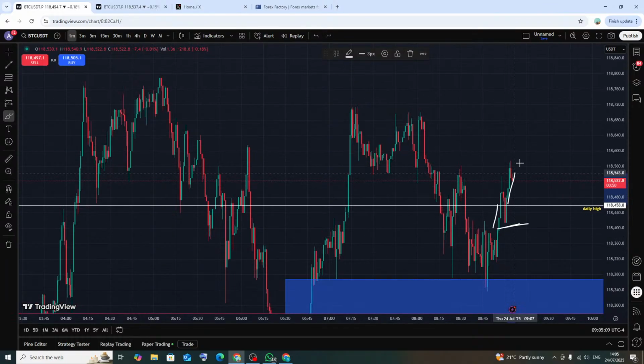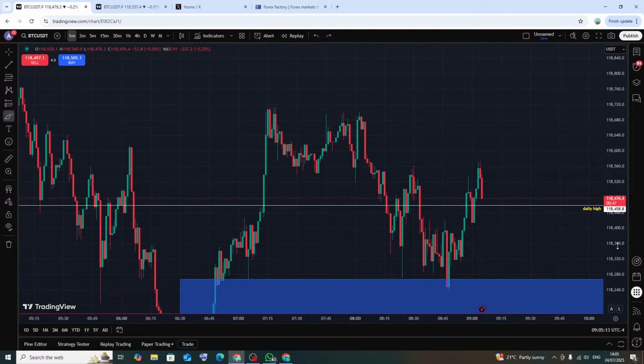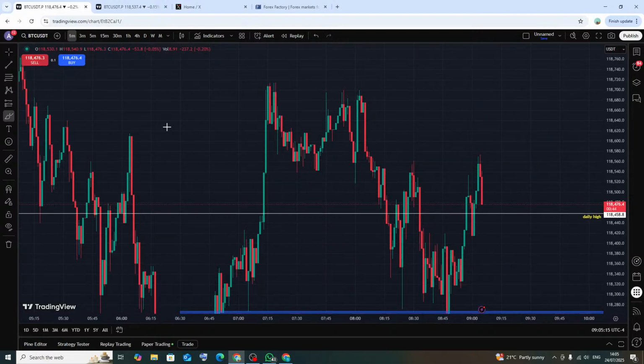I'm anticipating continuation toward the upper side from charts right now on this leg, all the way to 118,800, approximately this range. I'm looking for the market to go all the way to the upper side from here.